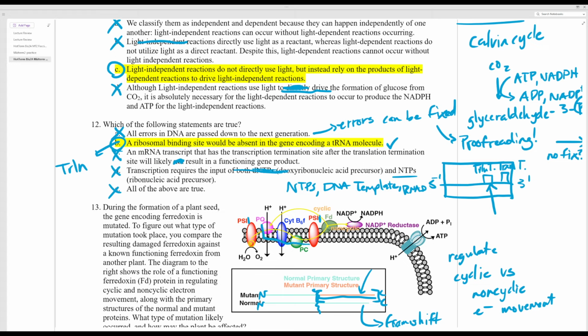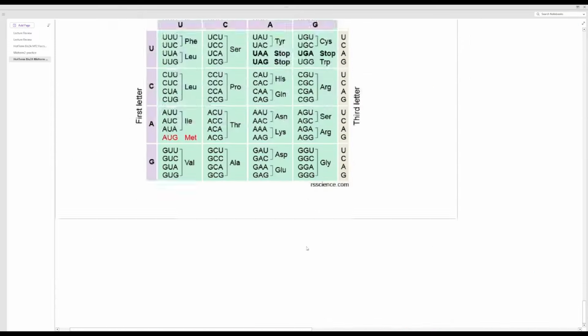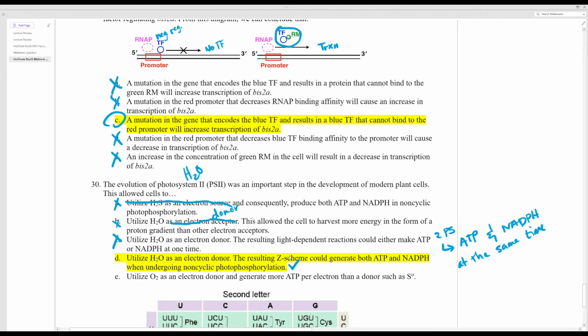This part will generate the proton motive force. And then this part will give you your NADPH. So you can get both occurring at the same time. Finally, E, utilize O2 as an electron donor. Nope, that's not how photosystem 2 works. So our answer is D.